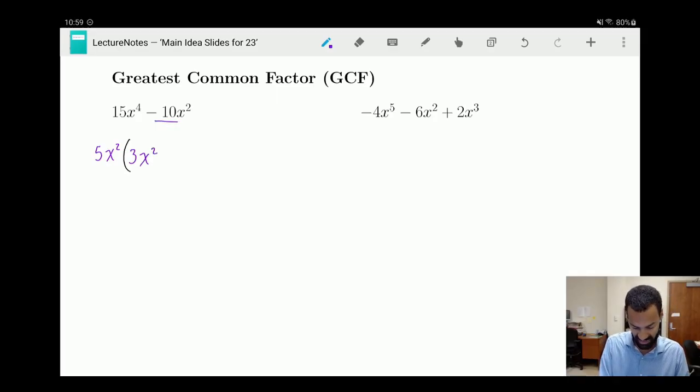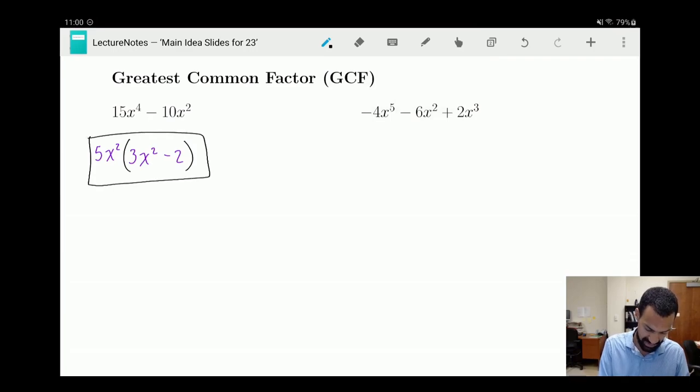Okay, now let's divide this one by 5x squared. Well, that's a negative 10 divided by 5, which is negative 2. And x squared divided by x squared, well, those cancel out, right? You'd get 2 minus 2, which is 0. X to the 0 power, meaning I have no x's present. Okay, so there we go. We have 5x squared times 3x squared minus 2.